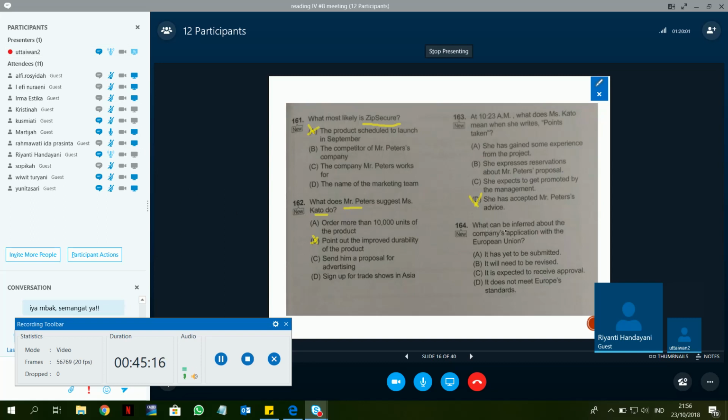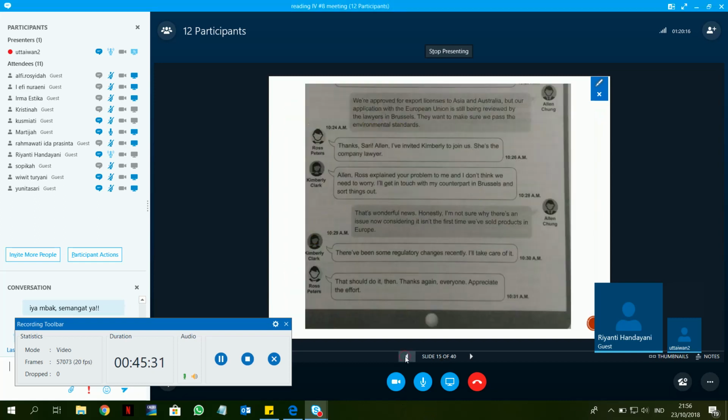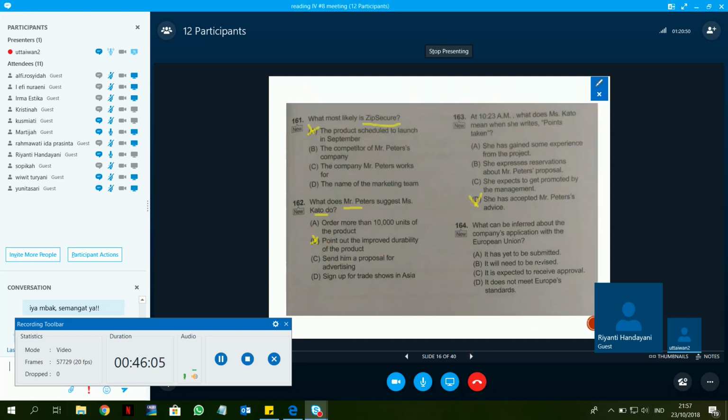Ini kemudian, what can be inferred about the company's application with the European Union? European Union. Ini apa nih? Coba. Oh, ada di Ellen Chung. Di yang Kimberly Clark. There've been some regulatory changes recently. I'll take care of it. Kemudian berarti ini ada some regulatory changes di European market. Berarti jawabannya adalah, kan ini dia ngomong kan.